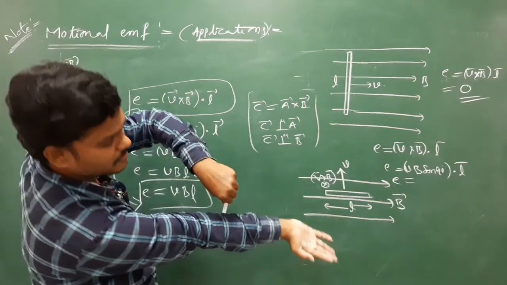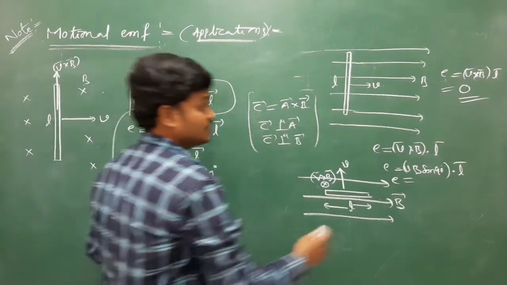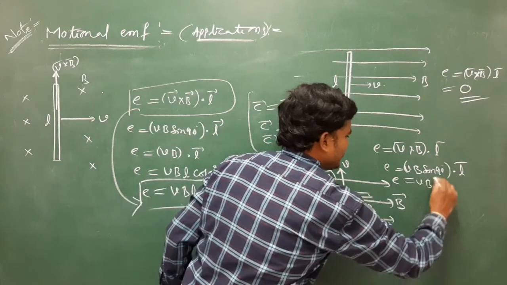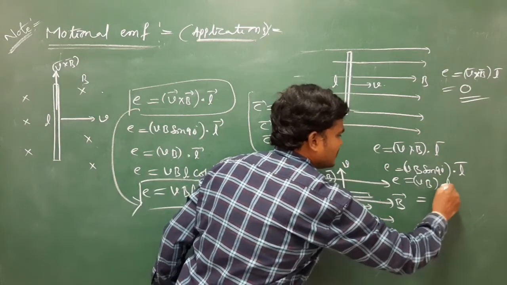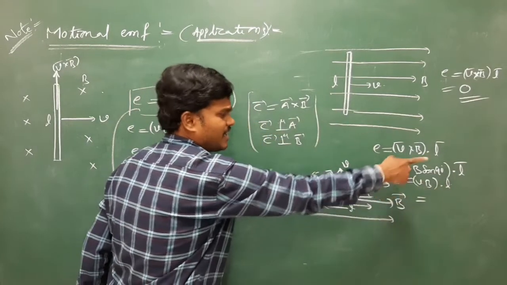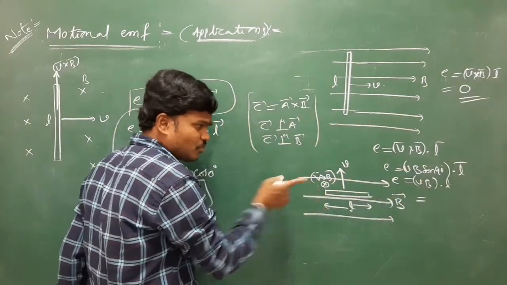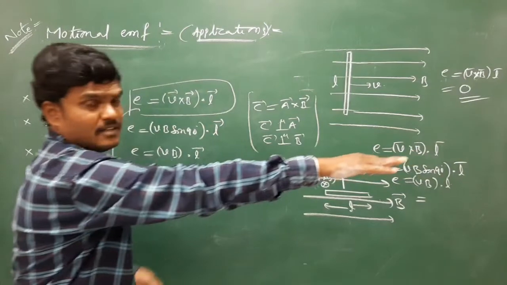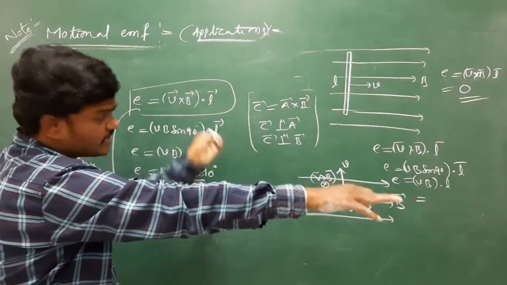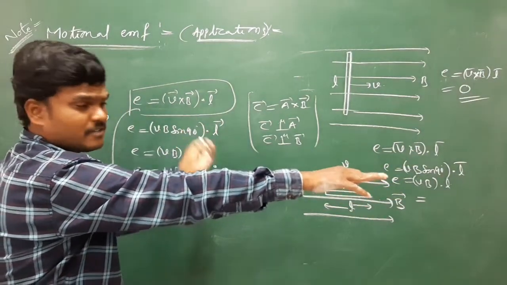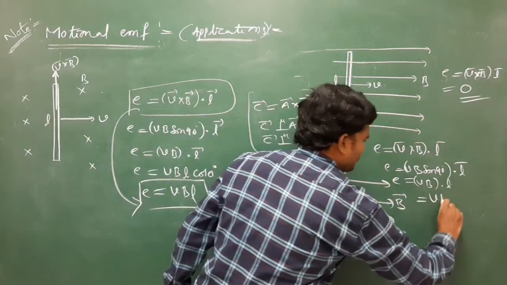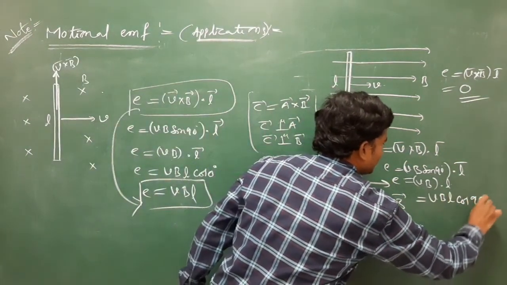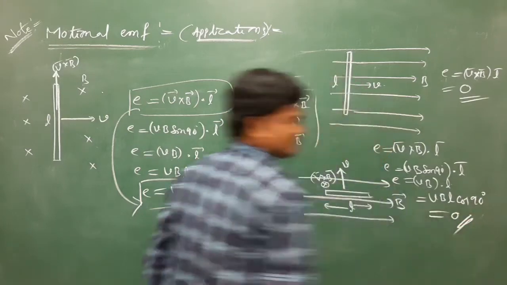What is the angle between V cross B and L? 90. So V cross B dot L, this is inward, and the angle between V cross B and L is 90. This is L. This is V cross B. Be careful, okay? So V B L cos 90. Again, what is the answer?